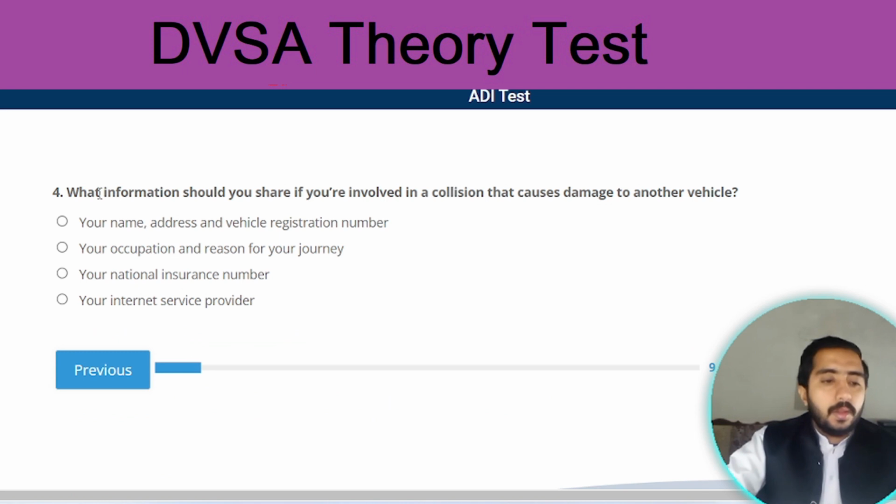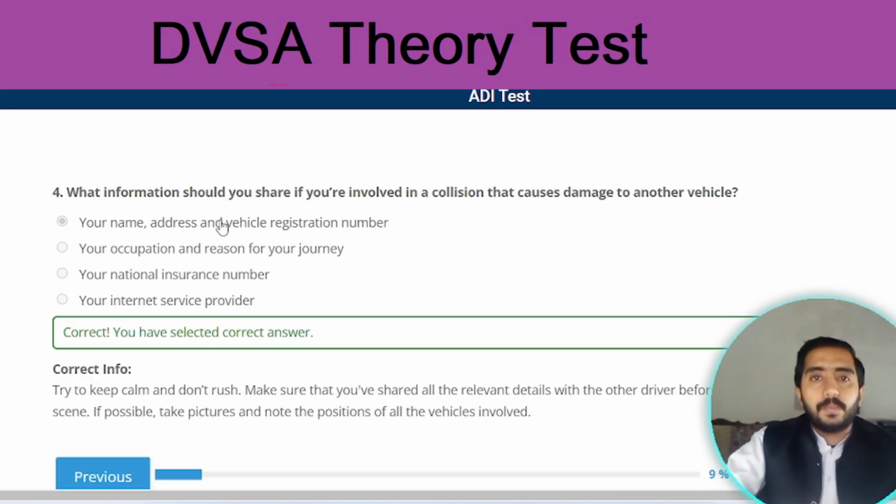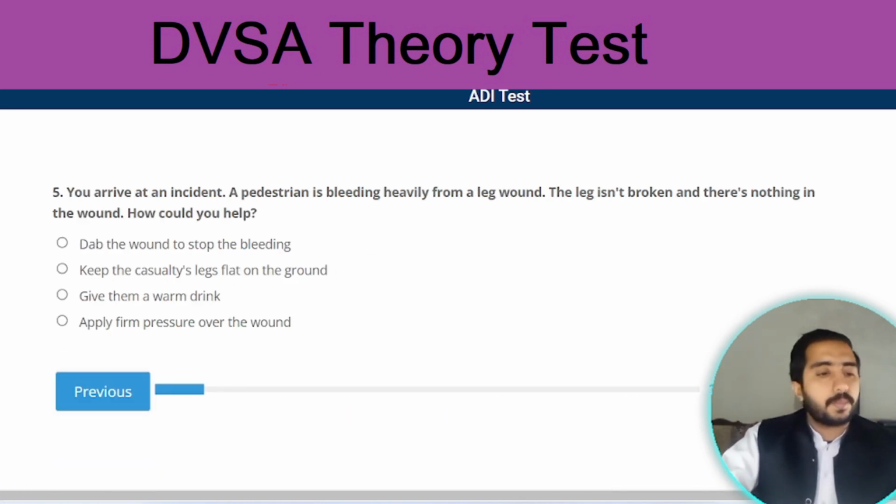Next question. What information should you share if you are involved in a collision that causes damage to another vehicle? If the collision causes damage to the vehicle, then in this case you need to share the information, the name and the address and the vehicle registration number. Option A is the correct option. Next question.